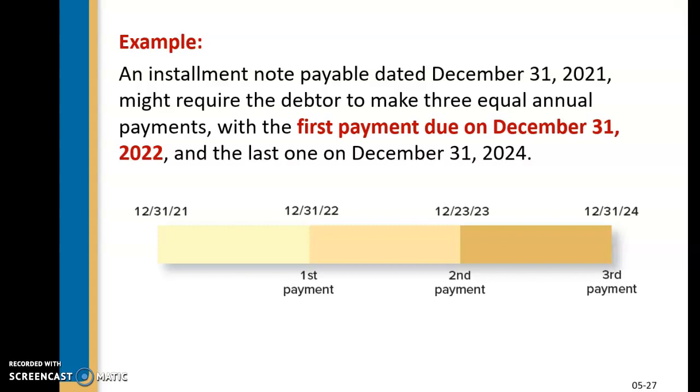Example for an ordinary annuity. An installment note payable dated December 31st, 2021 might require the debtor to make 3 equal annual payments, with the first payment due on December 31st, 2022, and the last one due on December 31st, 2024. As you can see, each payment is made at the end of the compounding period, so that is an ordinary annuity.